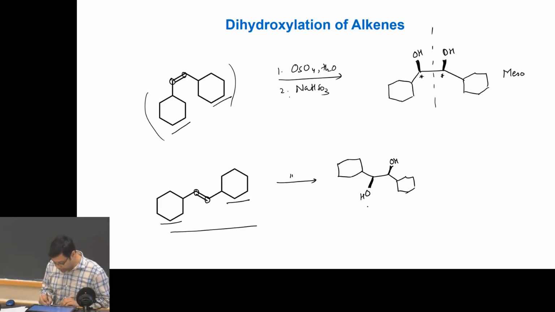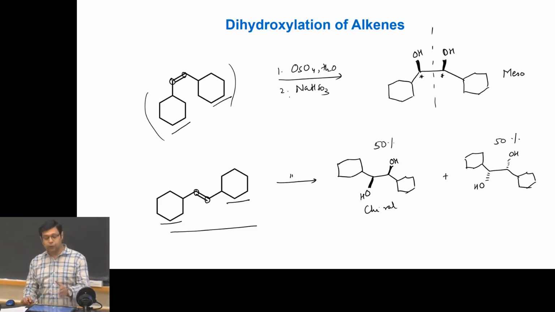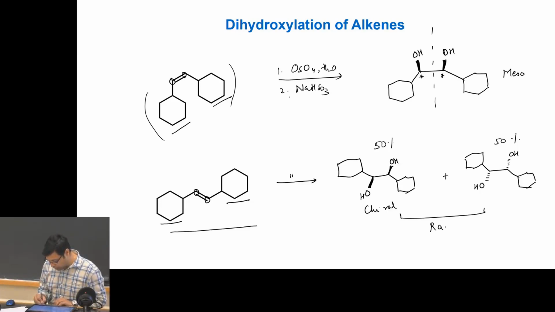Now this molecule is chiral. It's not a meso compound. So you'll form this molecule as well as its enantiomer, because there is equal probability for the osmium tetroxide to come from the top or from the bottom. So you'll form 50% of this molecule as well as 50% of this molecule. These two are enantiomers, which means you'll end up with a racemic mixture.